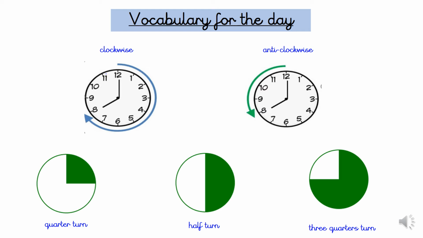If you are turning clockwise, you will move in the direction where the numbers are in order. You will go from 12 all the way to 8. Now look at the clock showing anti-clockwise. The numbers go from 12 to 8. You are going in the opposite direction.